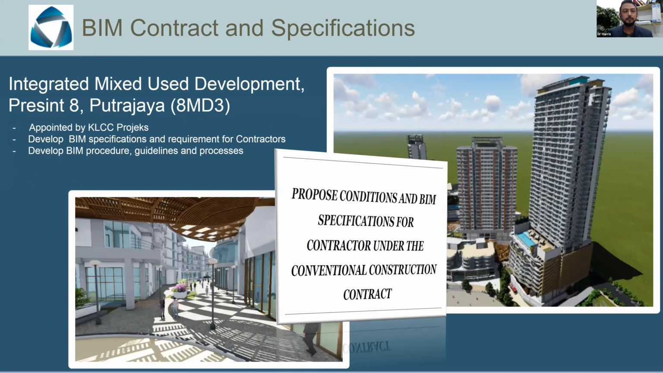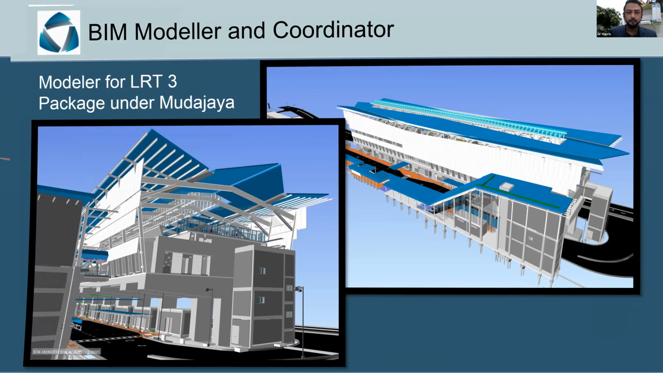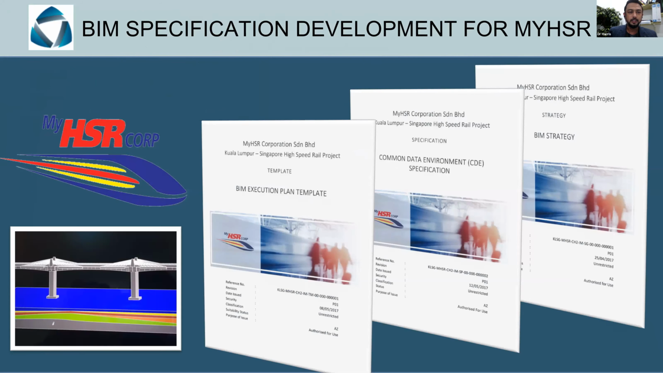And also we develop a BIM contract and specification for some of the developments in Putrajaya as well. Because in order to implement BIM correctly, we need to have a correct specification and contract. And LRT3, we are the modeler and coordinator for LRT3. And also this one, for a short time, Malaysia almost proceeded with the high-speed rail, but it was postponed.